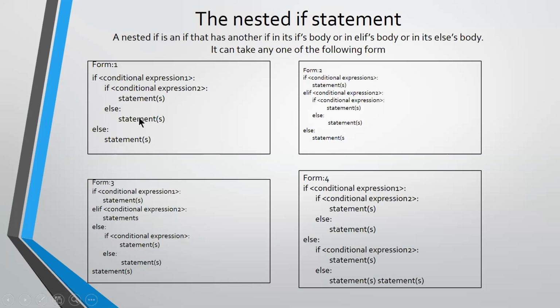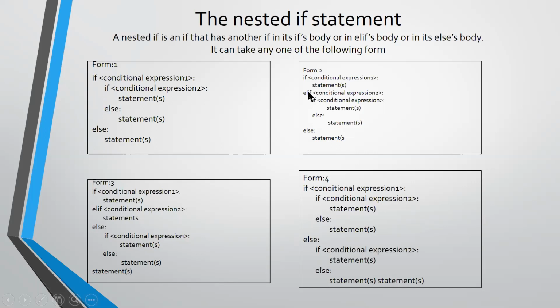Do you understand? This statement gets executed only if conditional expression 1 and conditional expression 2 both evaluate to true. This statement gets executed only if this conditional expression evaluates to true and this condition evaluates to false. Right? So you can keep writing like this, many levels.